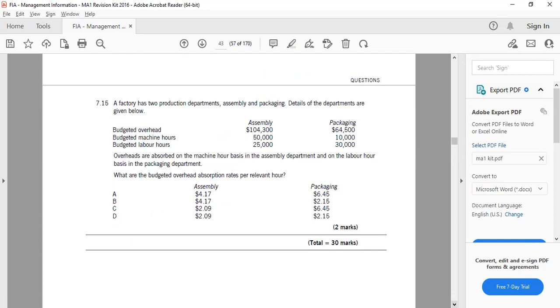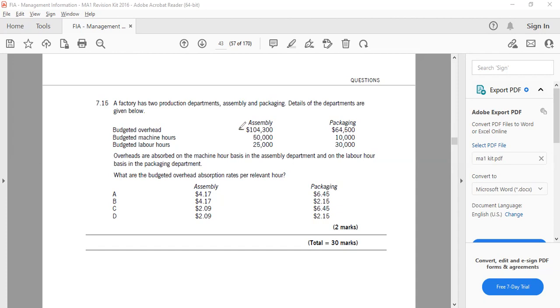This one. A factory has two production departments, assembly and packaging. Details of the products, overheads, budgeted machine hours and budgeted labor hours are given. It says that overheads are absorbed on the machine hour basis in the assembly department. Very likely we have already done this; it is just a practice. So overheads for assembly, machine hour.